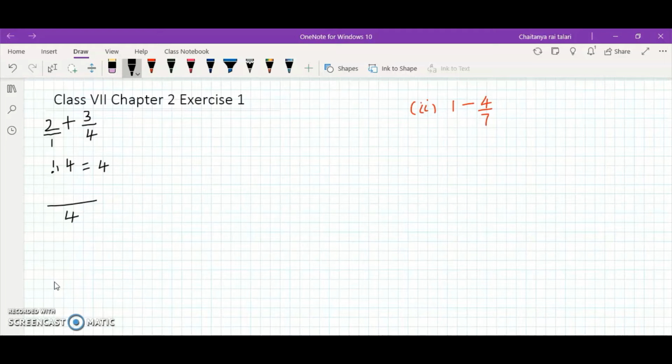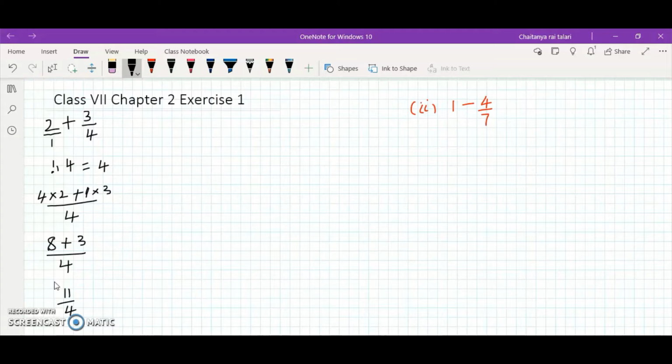So 1 goes in 4 times, so 4 into 2, plus 4 goes in 4 one time, so 1 into 3. So 4 2s are 8 and 1 3s are 3 by 4. Now 8 plus 3 gives 11, and the denominator is 4. So this is the answer. And here we are asked to convert this into an improper fraction, a mixed fraction.